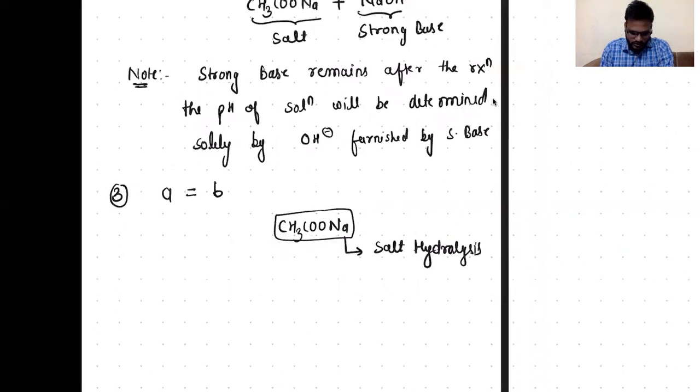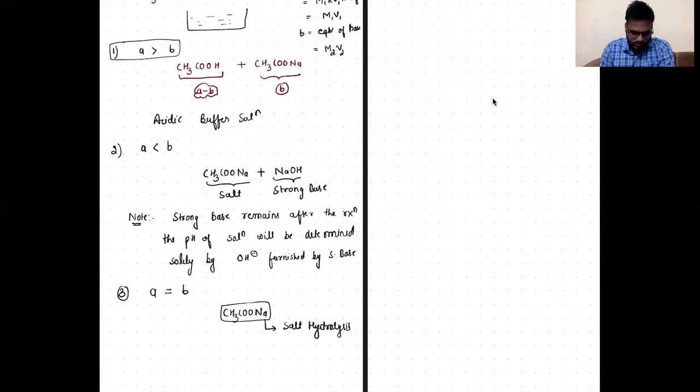So a buffer solution will be obtained only in the case when the milliequivalents of weak acid are greater than the milliequivalents of strong base. Then only we will get a buffer solution known as SD buffer solution, right?